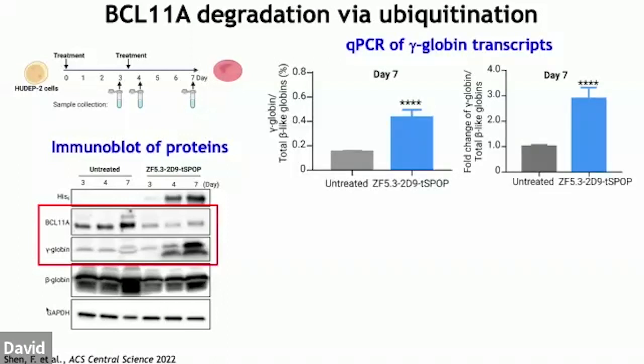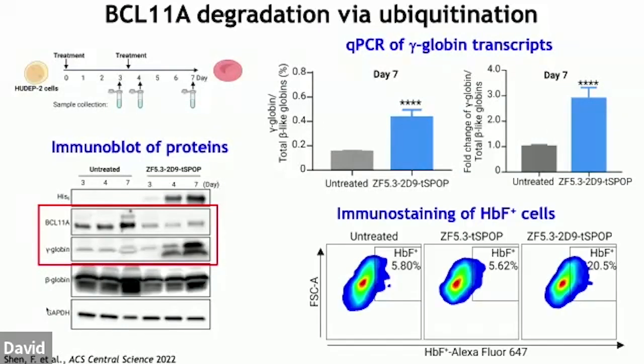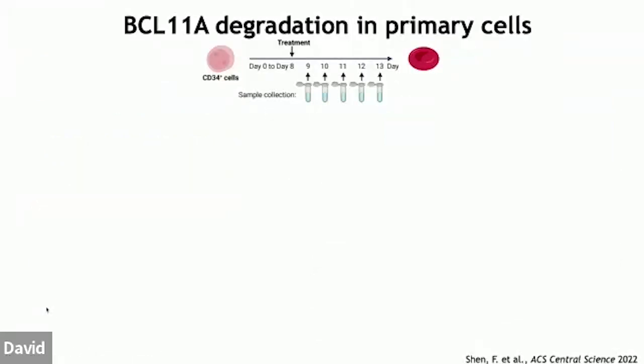We've looked at the transcripts of this, either showing here the actual levels or the fold change, and you can see that there is like a 2- to 3-fold change in gamma hemoglobin levels in these patients. And when you stain these cells for fetal hemoglobin, again, there is a 2- to 3-fold increase in fetal hemoglobin in these hemoglobin-positive cells. Okay, so all of that was done in a cell line.